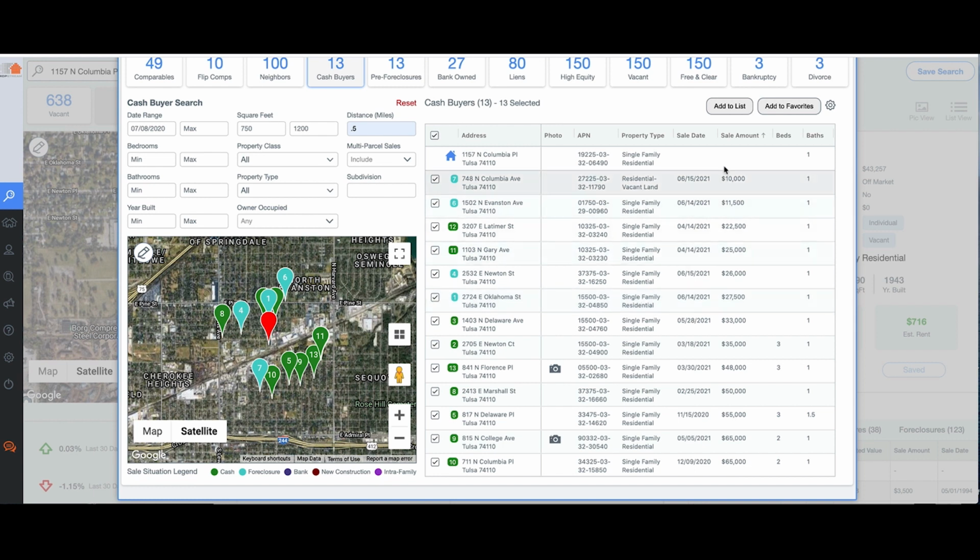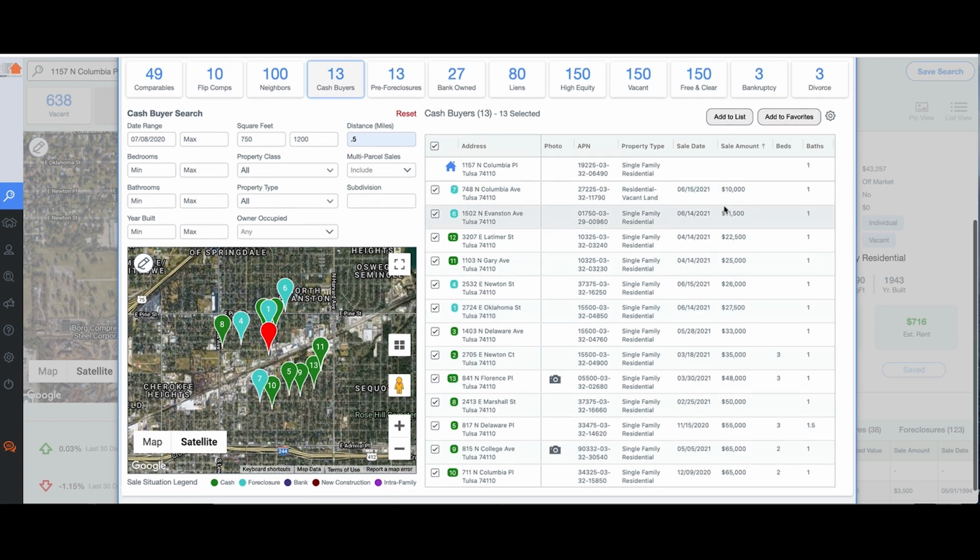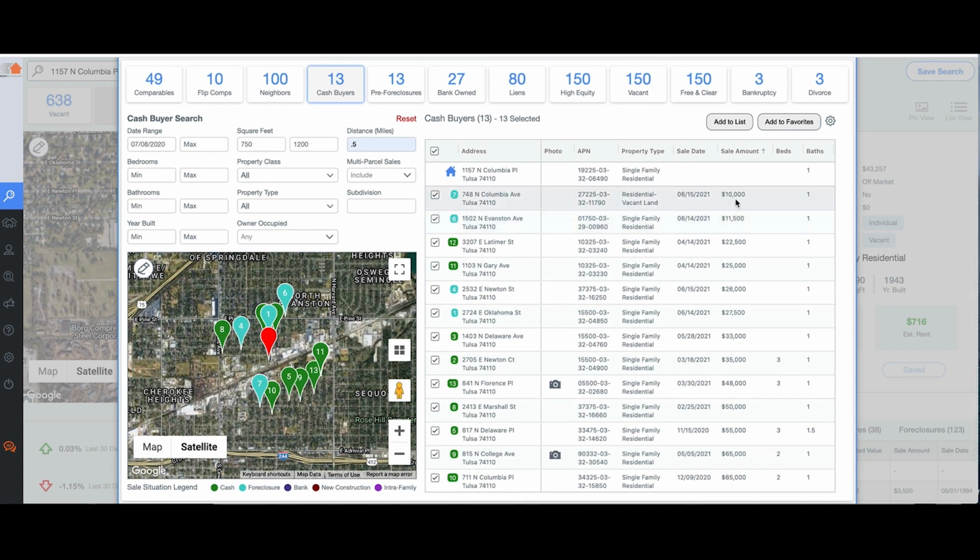So this is it. I mean, honestly, it's not that hard. I don't overthink my offer prices. When I comp, I just want to know, is this house similar?